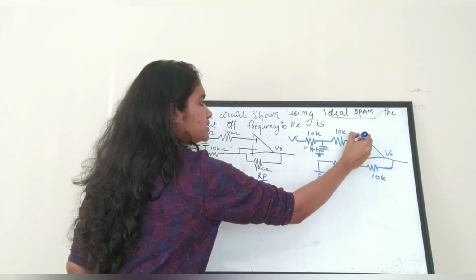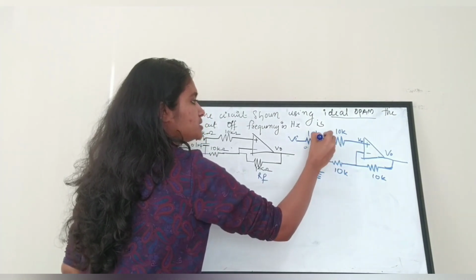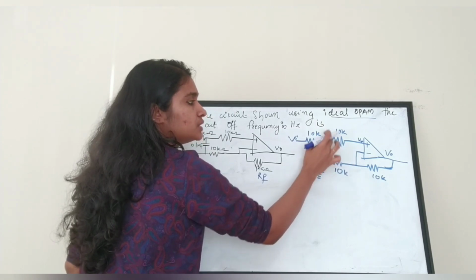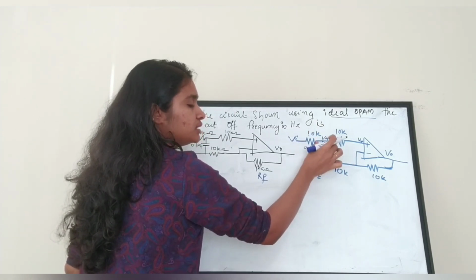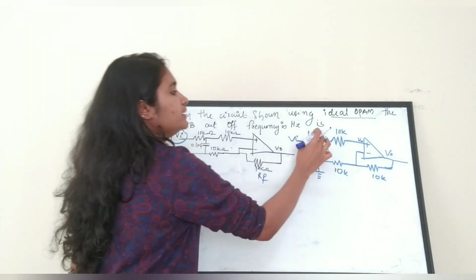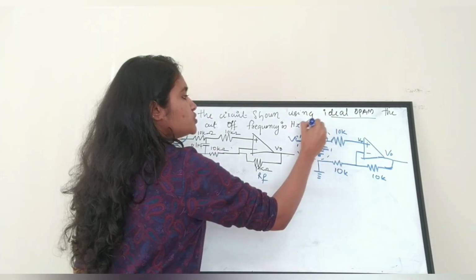So the voltage here, let it be V plus. The voltage is the same as the voltage here, because there is no voltage drop across this resistor. Whatever the voltage is here, it will be the same here also. Now, let us consider this portion of the circuit.